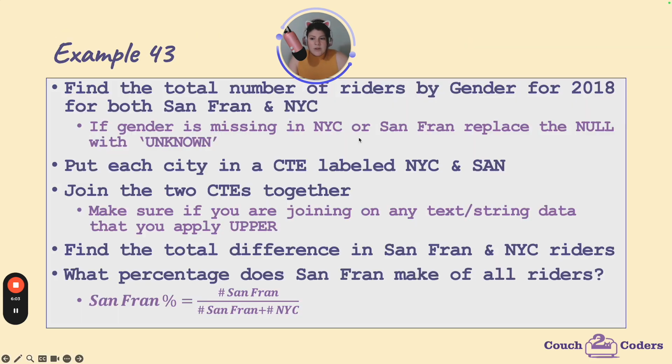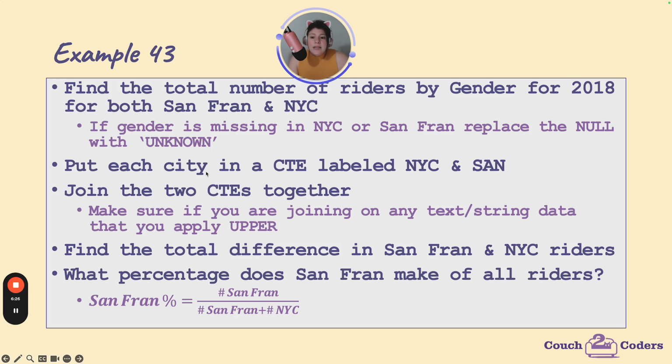Okay. So for example 43, we want to find the total number of riders by gender for 2018 in both San Fran and New York City. I'm putting in some guardrails here. If the gender is missing in either New York City or San Fran, you want to replace that missing or null value with unknown. And this will be helpful when you're doing your joins and your analysis.